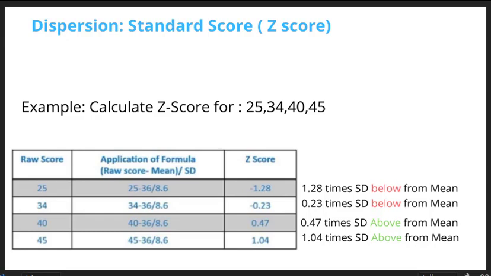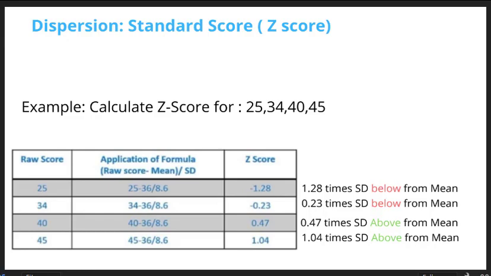Next data. Calculating 34 minus the mean divided by 8.6, so 34 is 0.23 times the standard deviation lower than the mean. Similarly, 40 is above the mean. It is 0.47 times higher than the mean. So that is how you have to compute the z-score.